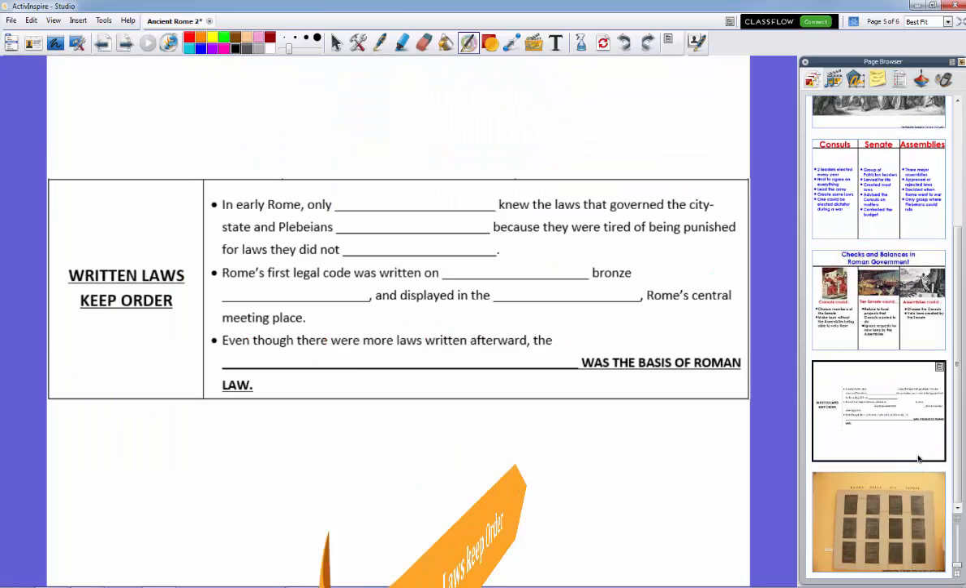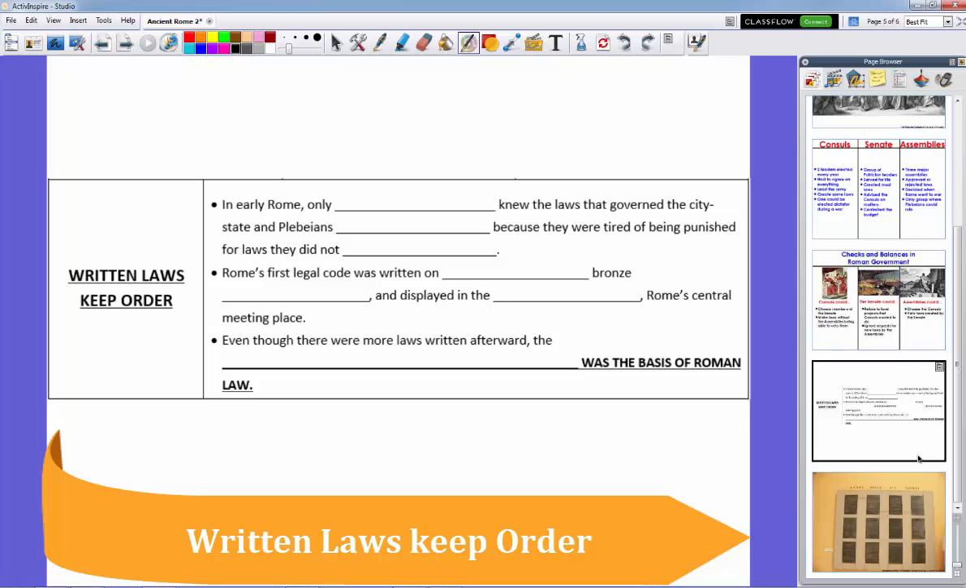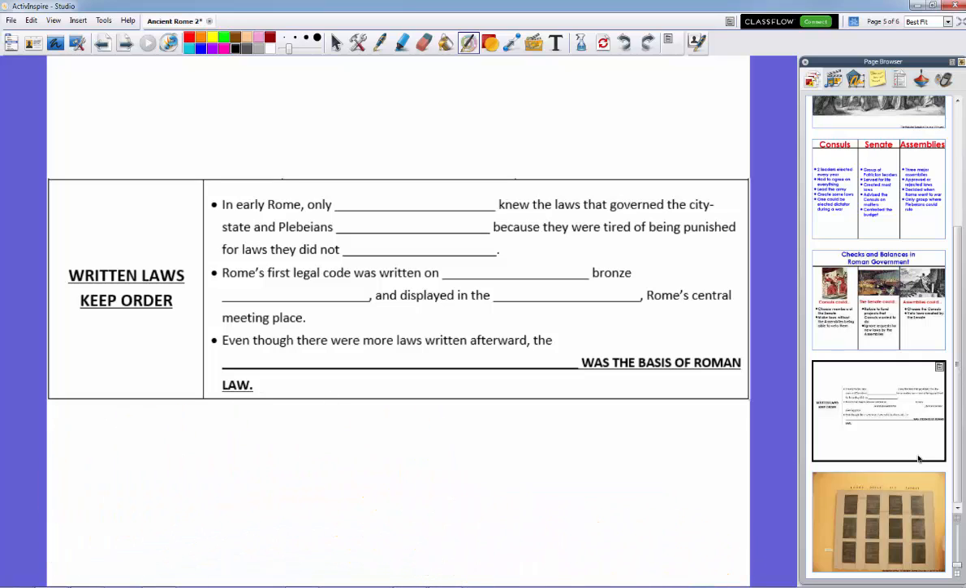Now, around the time of the plebeian revolt in early Rome, the only people who actually knew the laws were the patricians. So they would pass them in the Senate and the consuls, which were the two branches of the Roman government before the revolt, and the plebeians didn't know them. So if a plebeian was breaking a law, they could be arrested, tried, and punished, and they could have no clue what the law was. And plebeians revolted as a result, because they were tired of being punished for laws they did not know.